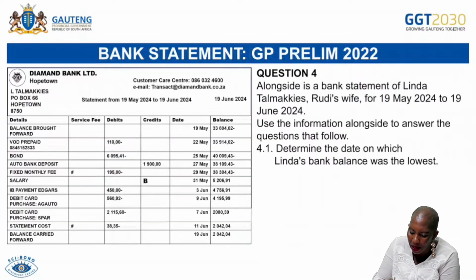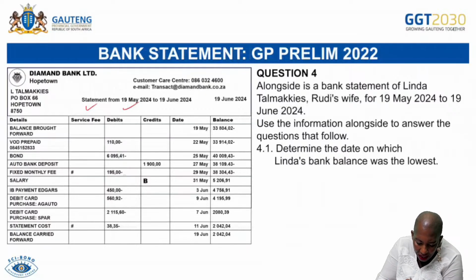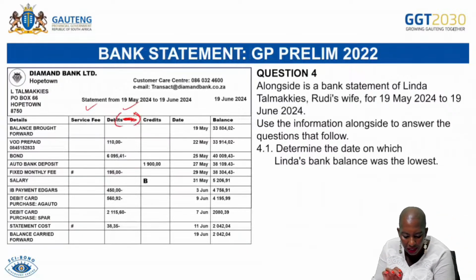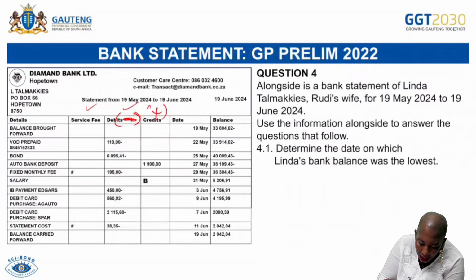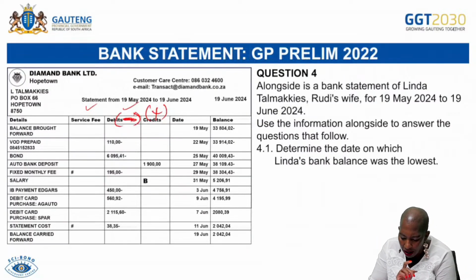So alongside is a bank statement for Linda Dalmakis, Rudy's wife, for 19 May 2024 to 19 June 2024. Determine the date on which Linda's bank balance was the lowest. So now you look at the balance. Here we have the service fee, the debits. Look at the debits. The debits are indicated by a minus. Remember, that's what I said. And then the credit becomes a plus. The credit is money coming in, and the debits are money going out.